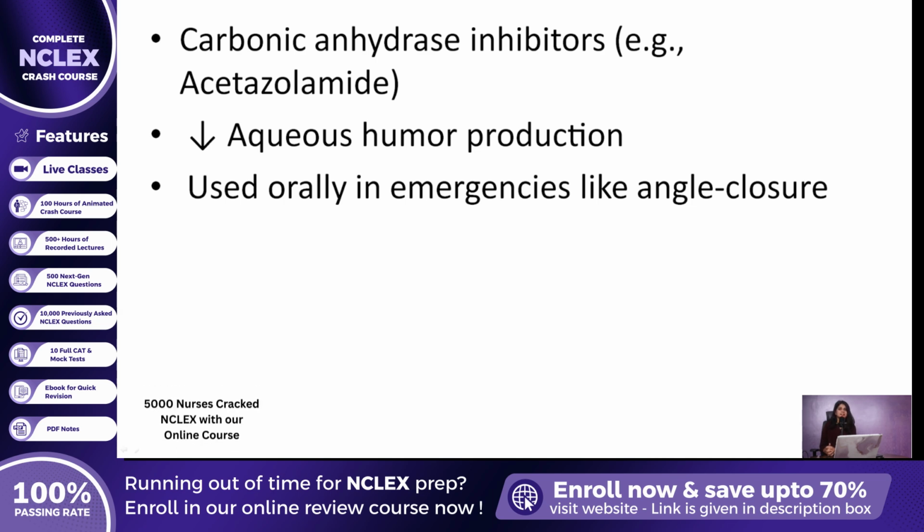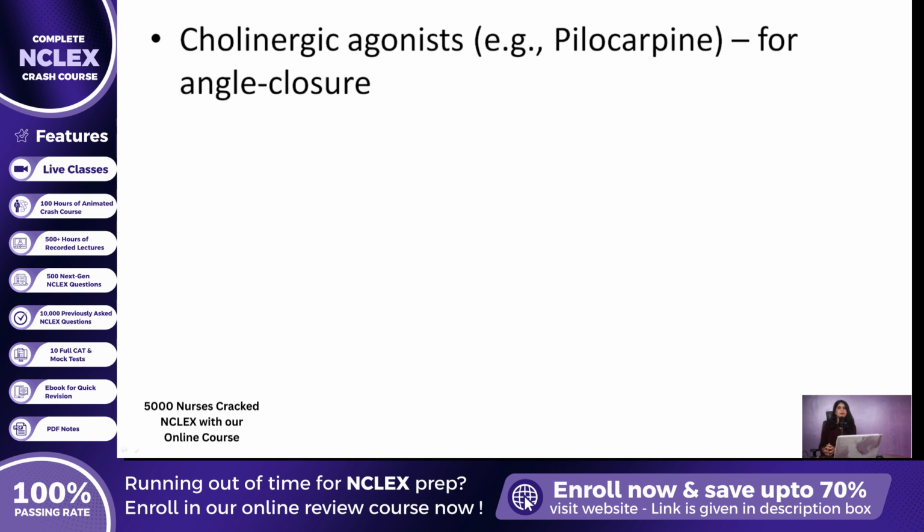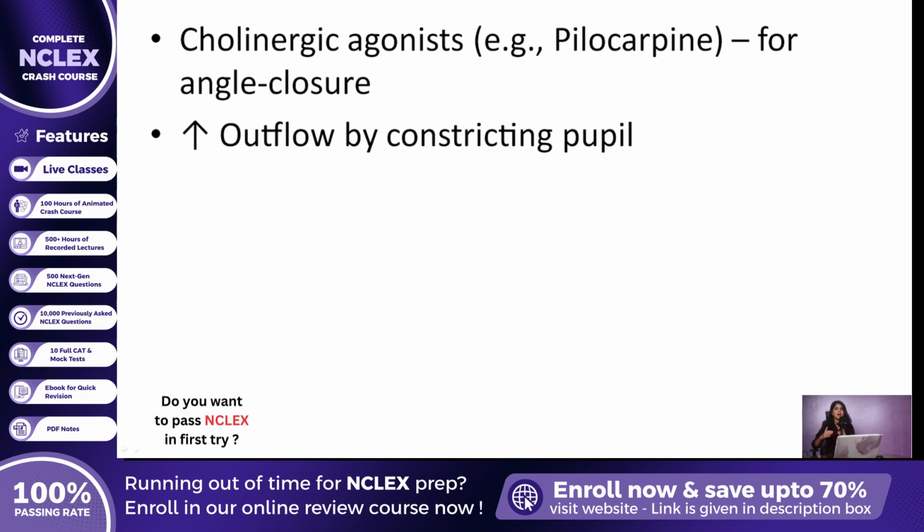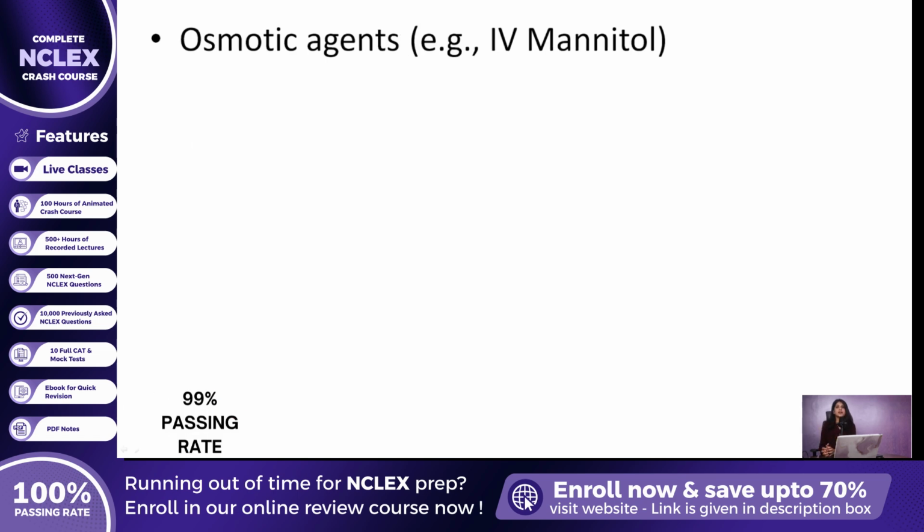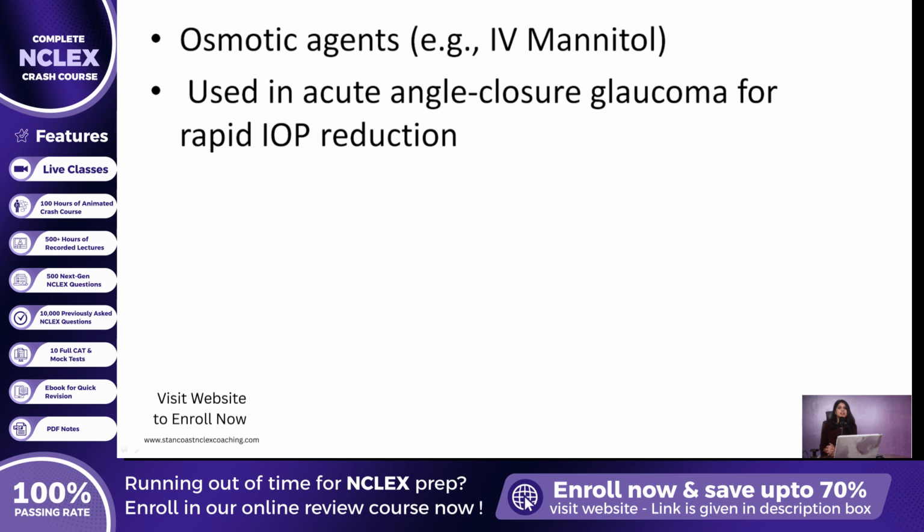Let's continue to the next category, cholinergic agonists, like pilocarpine. Now, these medications are particularly useful in angle closure glaucoma because they work by constricting the pupil. This increases the outflow of fluid from the eye, relieving pressure. Finally, we reach the osmotic agents, which are used in critical situations. One of the most high-yield examples here is intravenous mannitol. It's used in acute angle closure glaucoma, especially when immediate reduction in intraocular pressure is needed. It acts rapidly to pull fluid from the eye and lower pressure, making it a go-to in urgent cases.